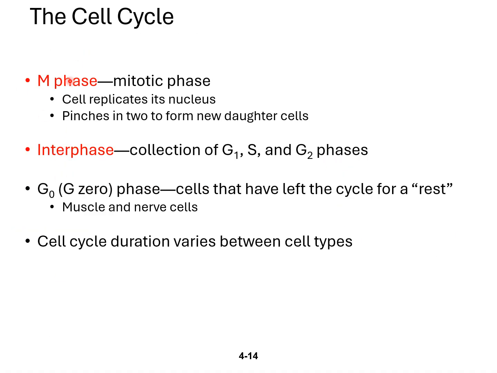But it's double. So 46 to 92. And then in the M phase, this is where you're going to tear the cells apart. You're going to take everything and make sure that the 1 cell will eventually become 2 cells. And interphase is a collection of G1, S, G2. Some cells don't go through mitosis, like muscles and nerve cells, that kind of go through rest, and the cell duration varies between the different cell types.